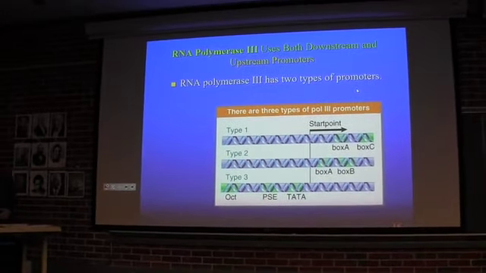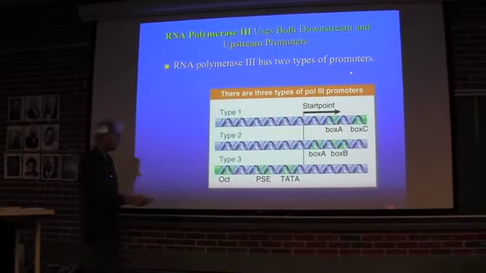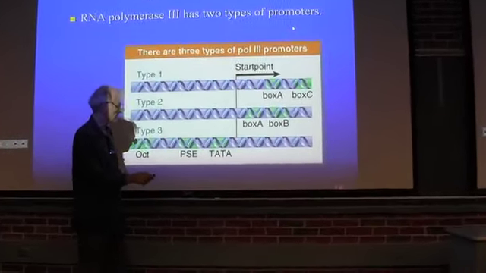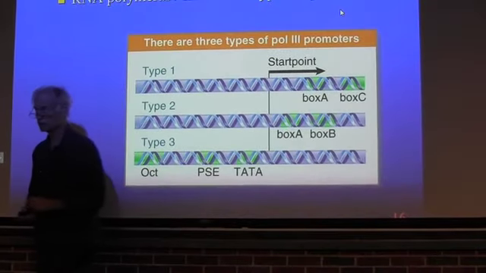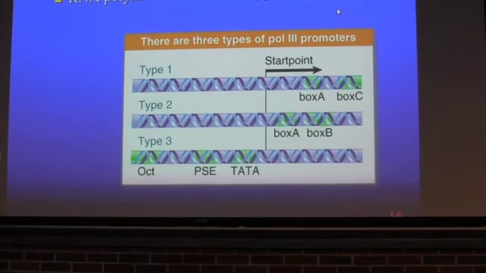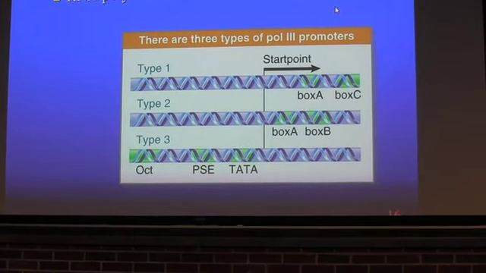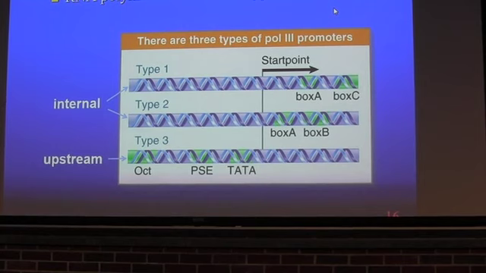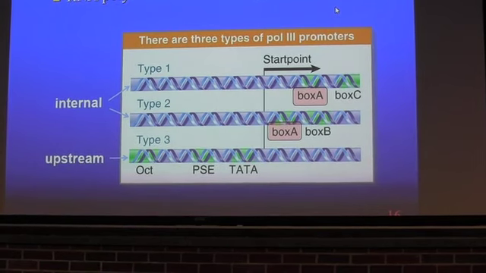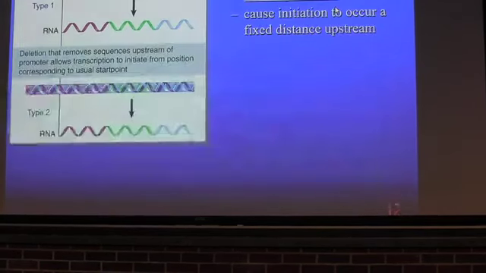Now you see these internal elements have names like box A, box B, box C. I'm not going to ask you to memorize the configurations here of the elements or just be able to distinguish between type 1 and 2. Just know there are internal elements in these first 2 types of Pol 3 promoters.